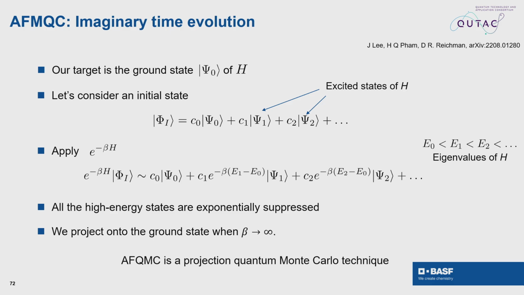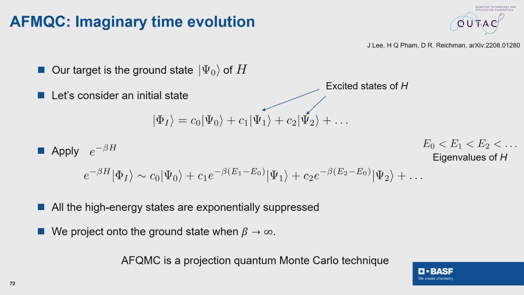How can we do this? Okay, we can use this operator. It is a strange operator, e to the minus beta H. But why can this operator be used like this? Because you imagine that beta is very, very big. You can apply this operator to your initial state phi I.